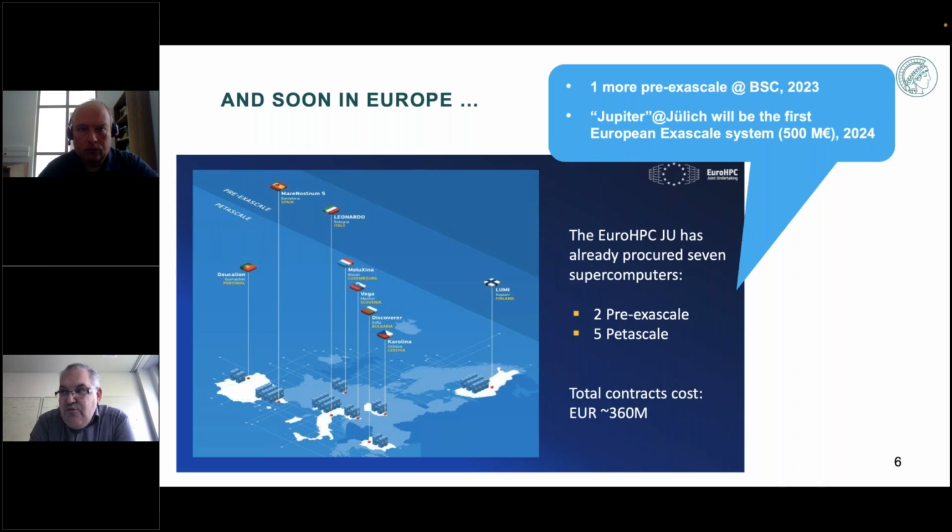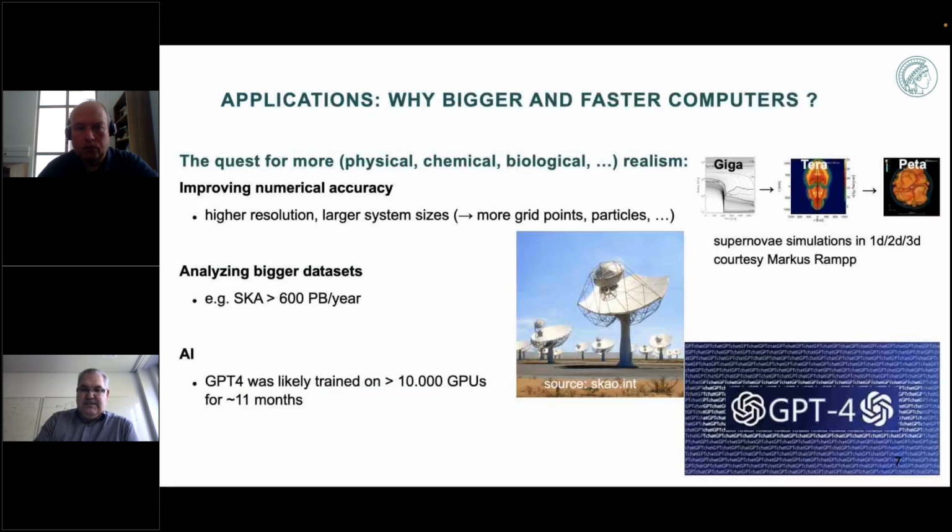And these systems are all quite heterogeneous. You've already seen a bit of the details of Lumi and Leonardo, but also the others use different technologies and different setups, and it's very important that the applications are actually capable of exploiting these systems so they are really useful for science and industry. But why do we actually need bigger and faster computers?